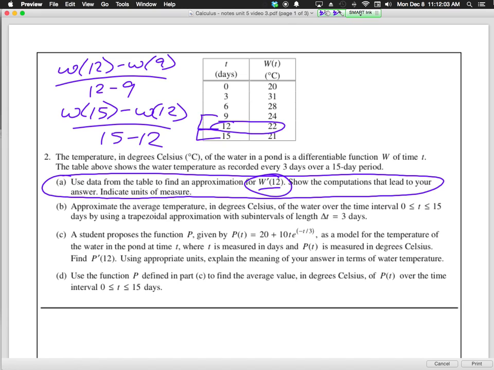So I'm saying you can do the one we did, you can do this one, or you can do this one to approximate an instantaneous rate of change. Is one better than the other? It's not the same.